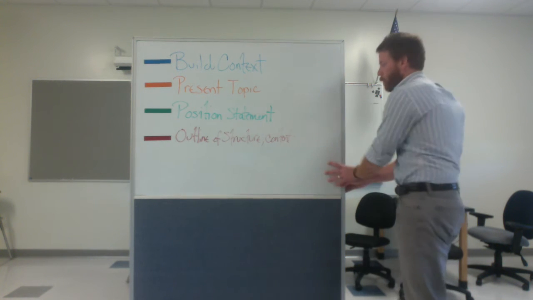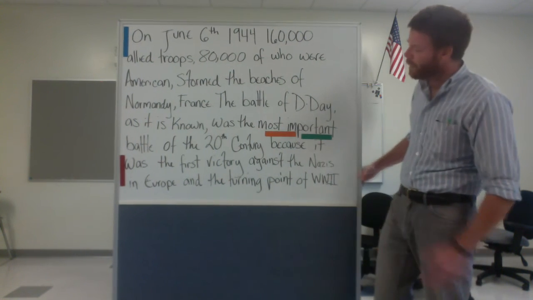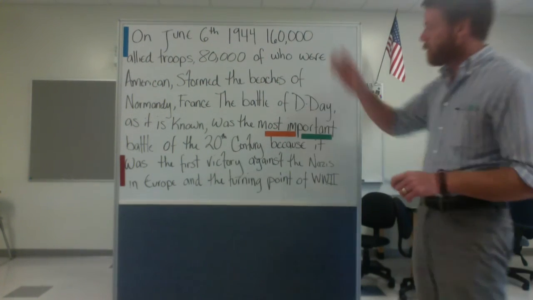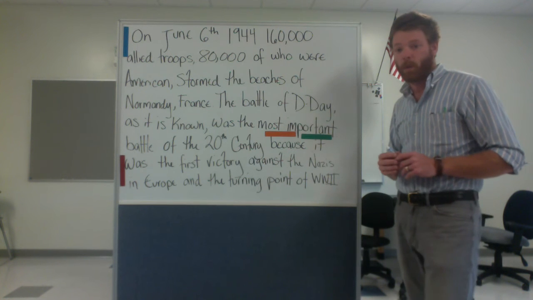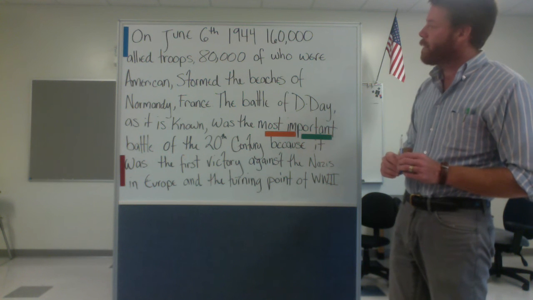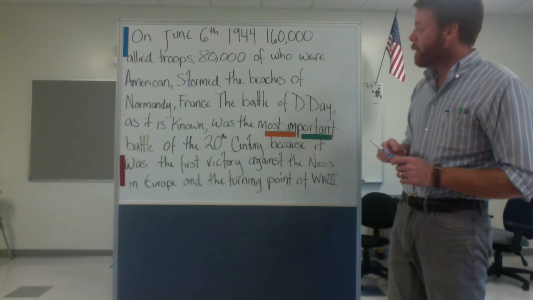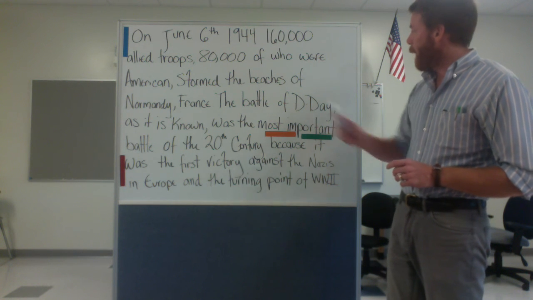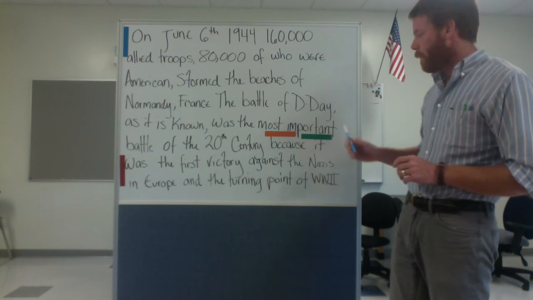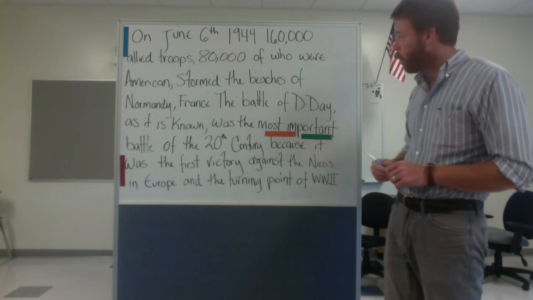So let's take a look at what it looks like. Here's a thesis statement that I wrote. And this thesis statement, I sort of wrote it from a history point of view. So here's my thesis statement all the way through, and then I will show you the 4 parts. On June 6, 1944, 160,000 Allied troops, 80,000 of whom were American, stormed the beaches at Normandy, France. The Battle of D-Day, as it is known, was the most important battle of the 20th century because it was the first victory against the Nazis in Europe and the turning point of World War II.